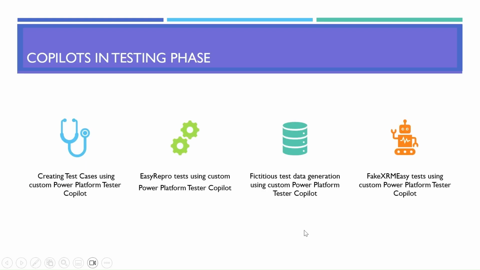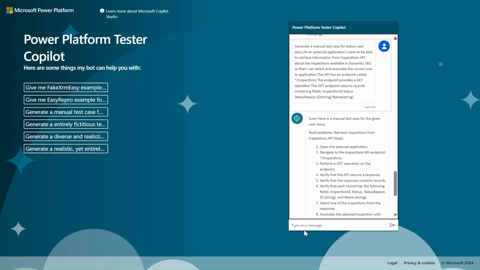Let's go over the copilots in the testing phase. The first one is creating test cases using the custom Power Platform tester copilot. The second one is the EasyRepro automation tests we can create using the custom Power Platform tester copilot. The third is test data generation using the custom Power Platform tester copilot. Here we are generating fictitious data. The last one is creating a FakeXrmEasy automation test using the custom Power Platform tester copilot. Let's go over them one by one.